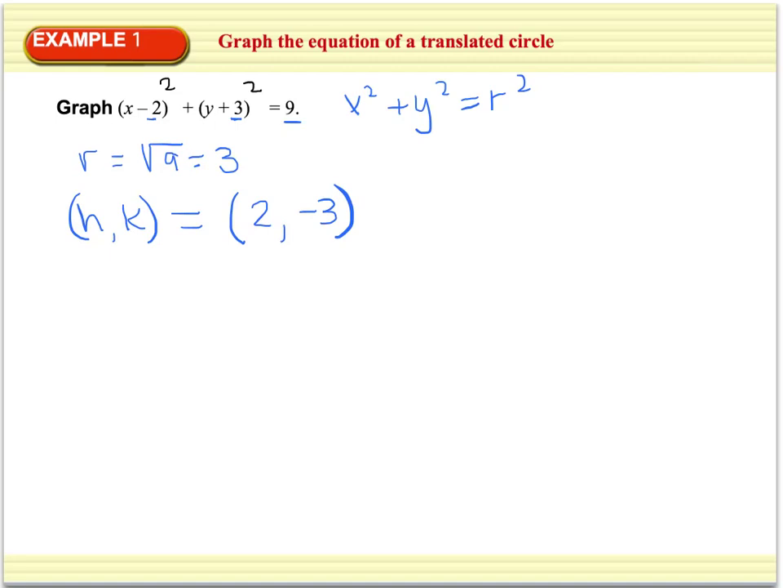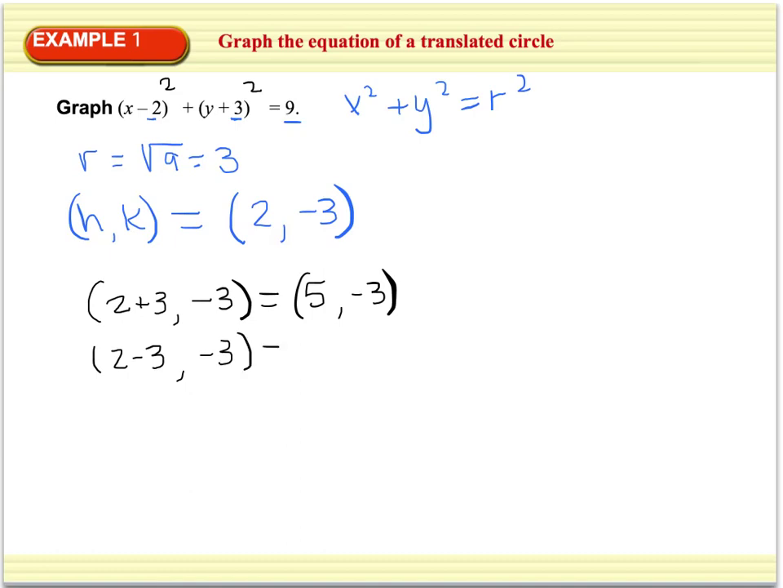So if we want to calculate some points, I'm going to add my radius to my x-coordinate. So I'm going to go to +3, leave my y-coordinate the same, which is a -3. So this is going to give me the point 5, -3. Then I'll do the same thing where I subtract the radius, or 2 minus 3, and my y-coordinate will stay the same. So now I get a -1, -3.